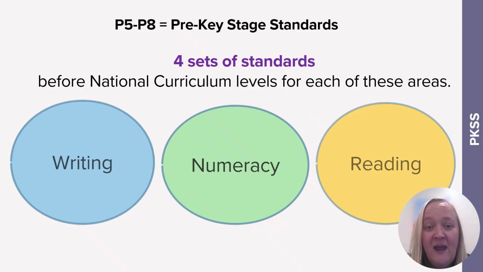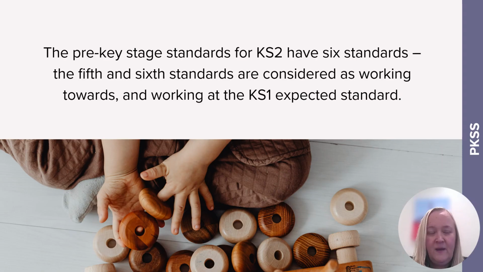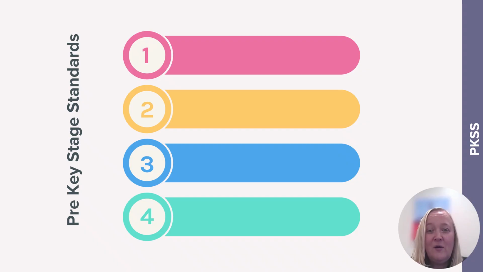There are 3 main areas, writing, numeracy and reading, which are reported at the end of Key Stage 1 and Key Stage 2. In each area there are 4 sets of standards. There are an additional 5 and 6 standards when assessing students at Key Stage 2, which you can see here are considered working towards and working at the Key Stage 1 expected standard. Now let's have a look at examples of the different standards.